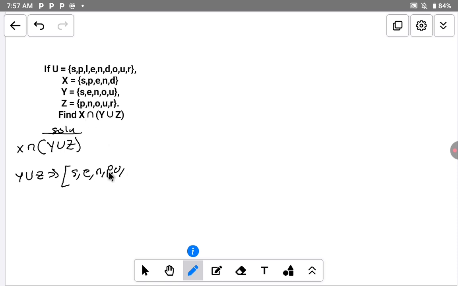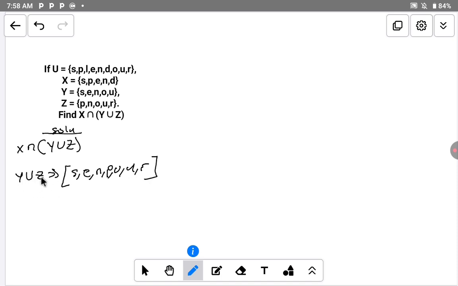Since we have P here, that's a right P here. We have S, E, and this one has E too, we don't have E here. We are writing all the elements in Y and Z together. This one appears twice, we have it here and here, so we don't need to write it twice. We only need to pick one of it. Now we have O, so we pick only one O, and also we have U, so we pick one U. Now we have R. Since R appears at the end of it, that will be the answer.